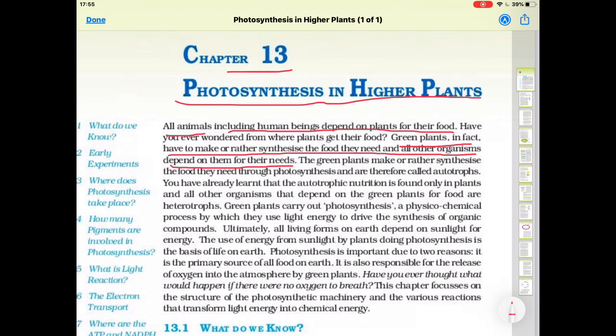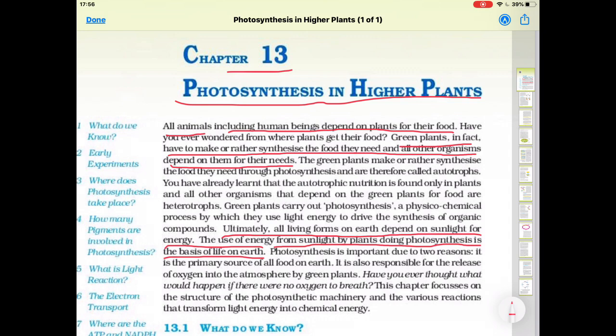So during photosynthesis, plants use inorganic compounds and form organic compounds like glucose. Ultimately, all living forms on earth depend on sunlight for energy. The use of energy from sunlight by plants during photosynthesis is the basis of life on earth. So, photosynthesis is very important.